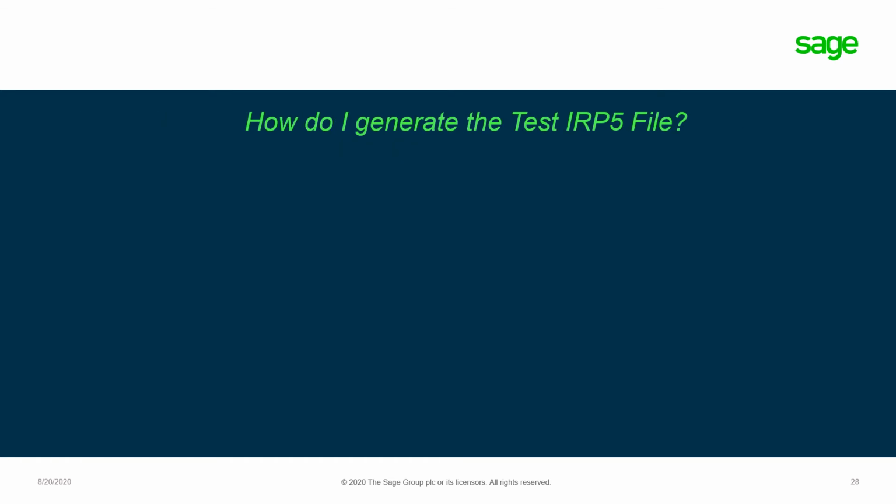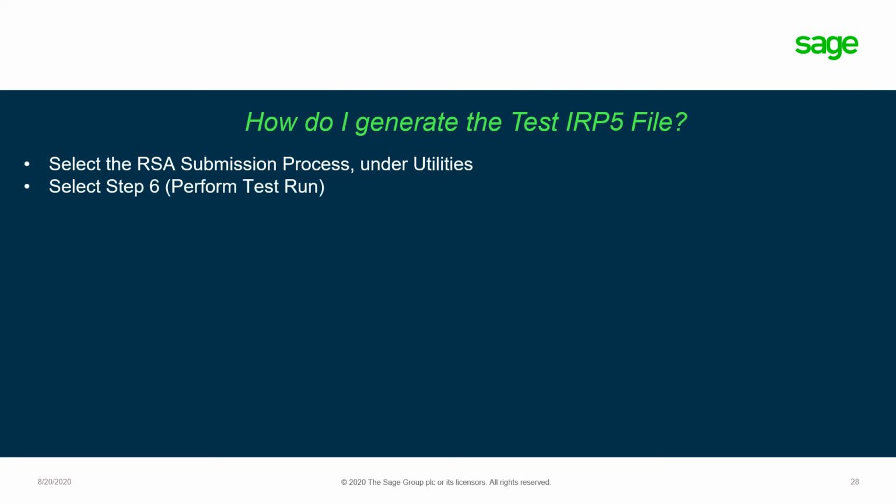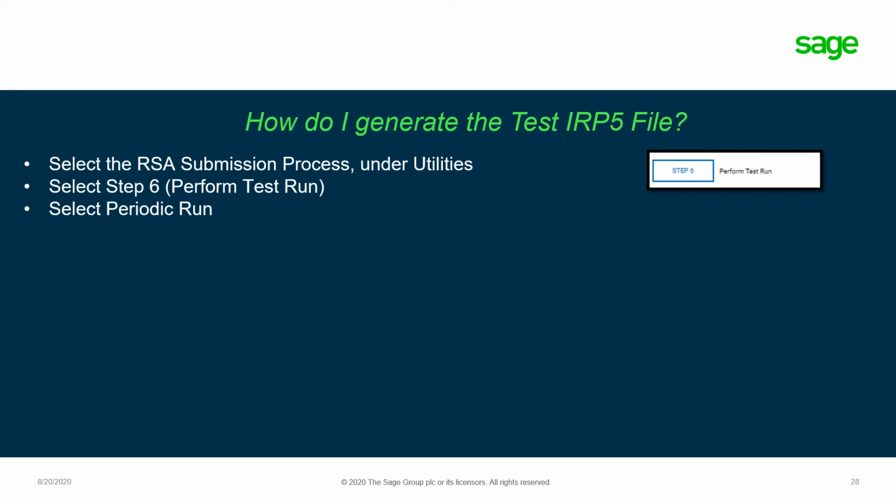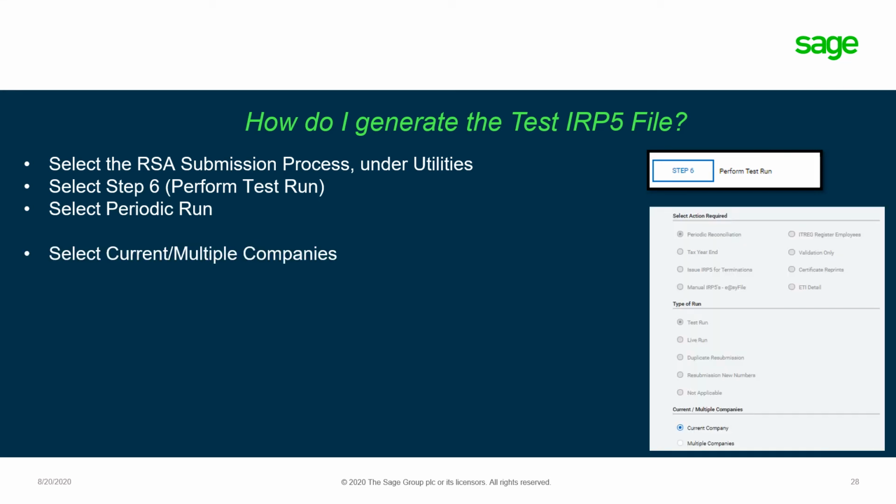How do I generate the test IRP5 file? Select the RSA submission process under Utilities. Select Step 6 to perform the test run. Select the periodic run. Select current or multiple companies.